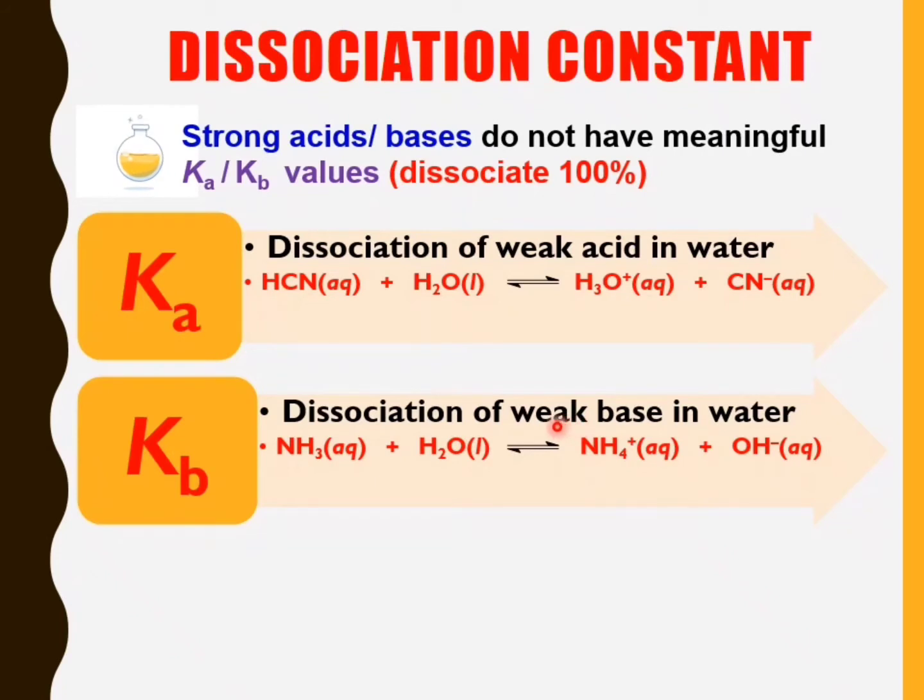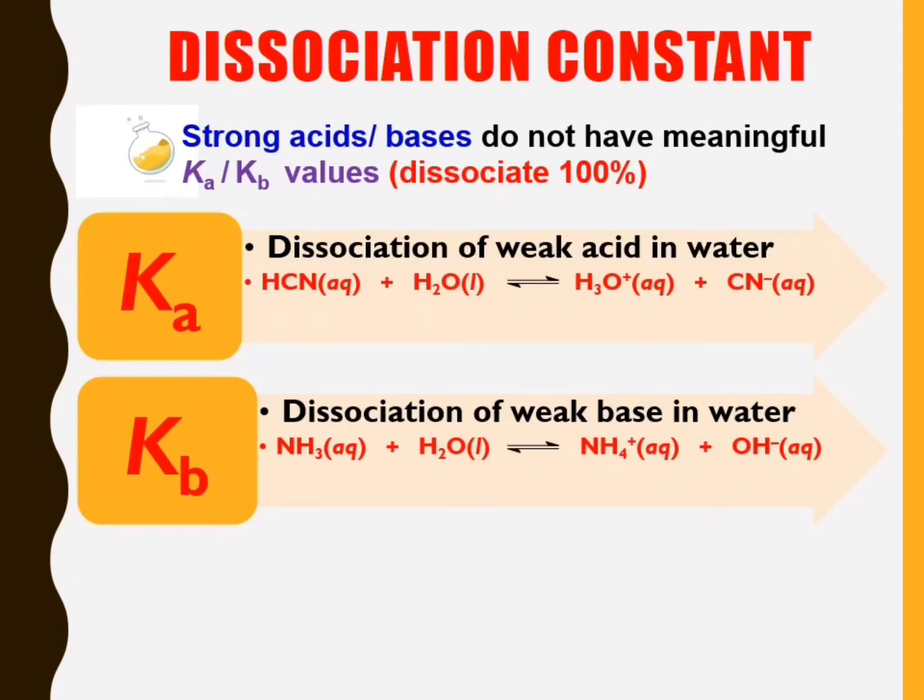Alright, so how to write the expression for Ka and Kb? So the expression still same like Kc. Kp tak ada dalam chapter 7. Okay, so Ka dengan Kb we just focus on the concentration sahaja. So senang lah, tak payah fikir Kp ke Kc kan. Okay, so dia fokus pada concentration. So still same, concentration of product divided by concentration of reactant.